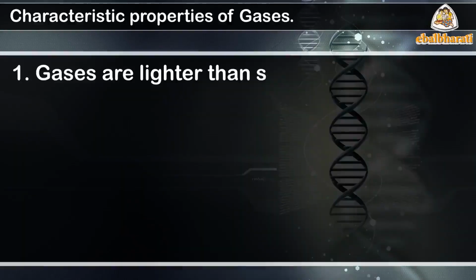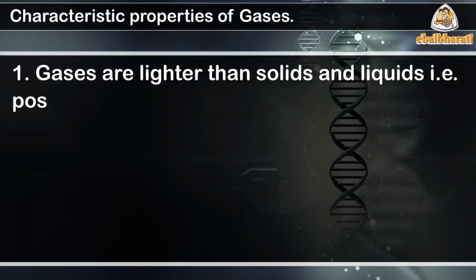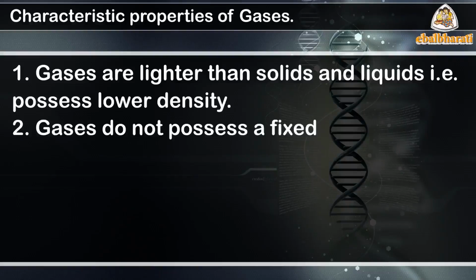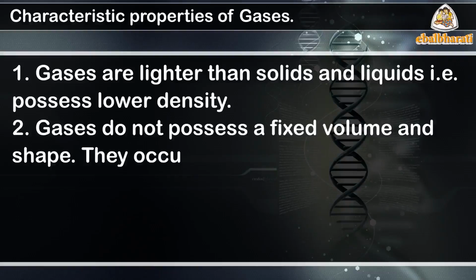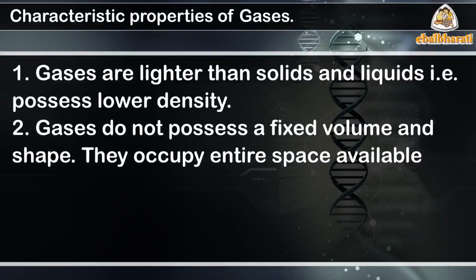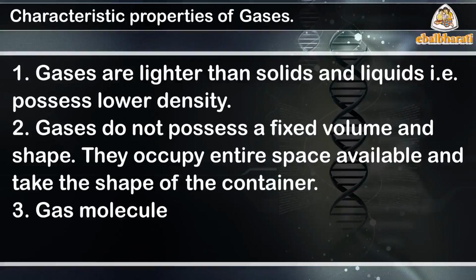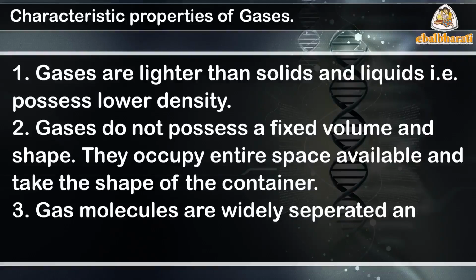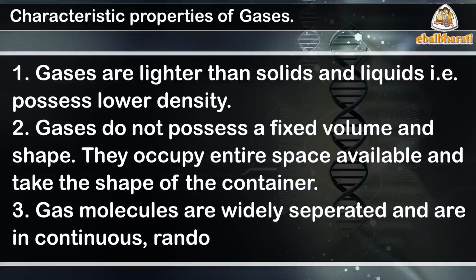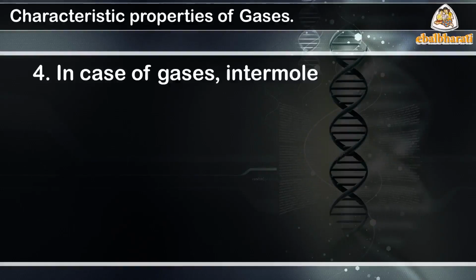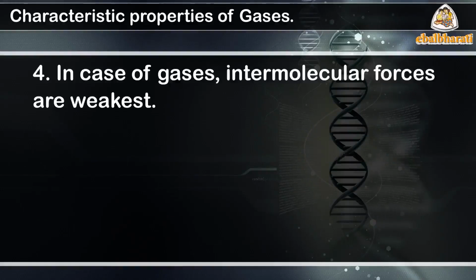Gases are lighter than solids and liquids, that is, possess lower density. Gases do not possess a fixed volume and shape. They occupy entire space available and take the shape of the container. Gas molecules are widely separated and are in continuous random motion. In case of gases, intermolecular forces are weakest.